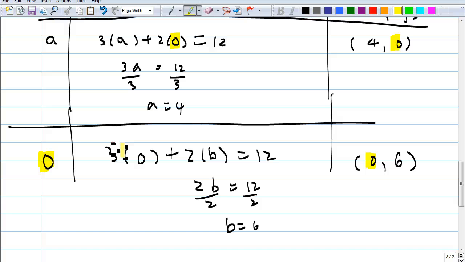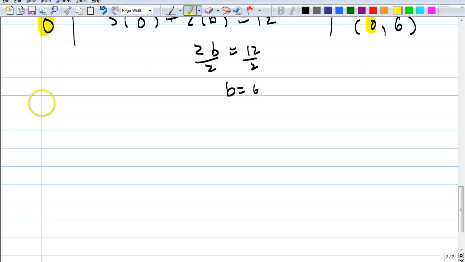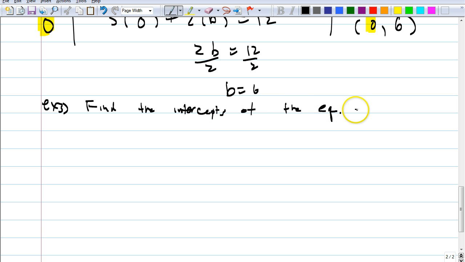Are we ready for the third example? This one I want you to try yourself, without getting any help, and then we'll go over it together. Is that okay? Here's example 3. Find the intercepts of the equation 5x plus 2y equals 20.